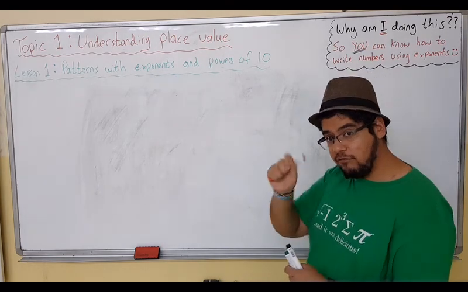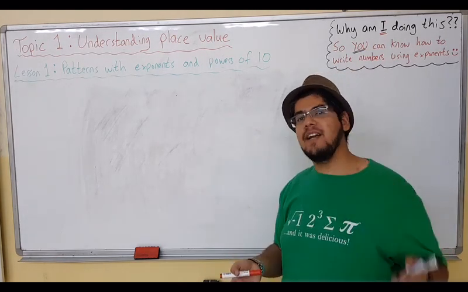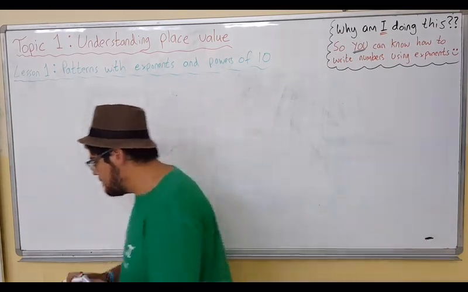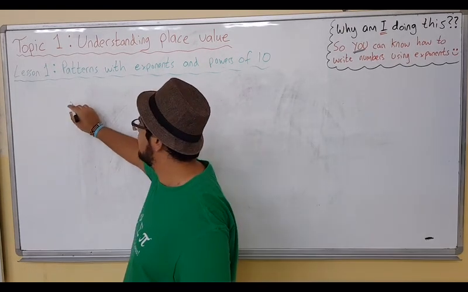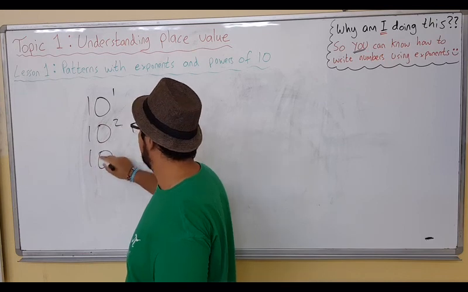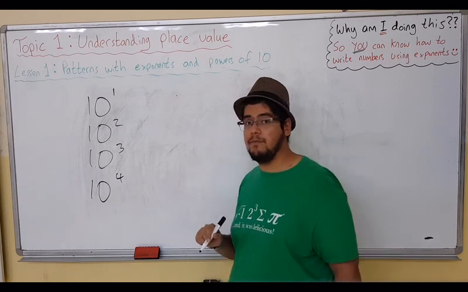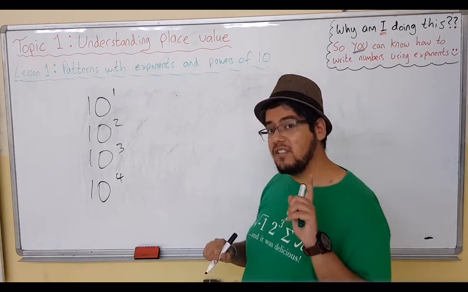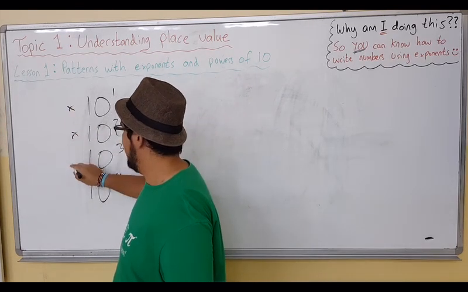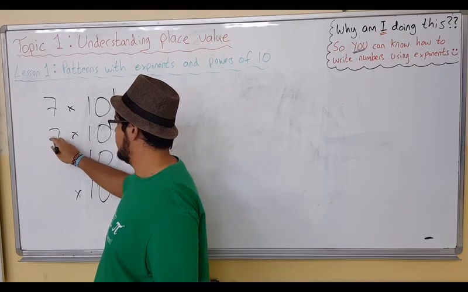Remember this, you wrote it down. If you didn't, write it. And also, you can rewind and see it again. Let's do an example. Let's say we have 10 to the 1, 10 to the 2, 10 to the 3, and 10 to the 4. Now then, what if all of these is being multiplied by a number? What if it's 7?